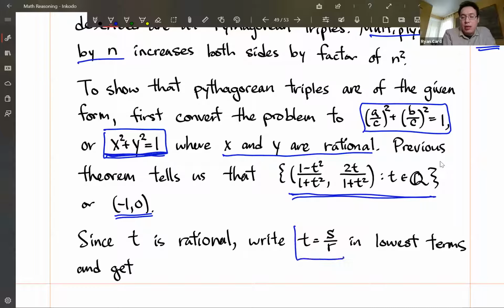So let's write down t as a ratio of integers, s and r. And let's choose s and r so that they're in lowest terms. What I mean by that is that their greatest common divisor is 1. They are relatively prime. Okay, so if you plug in t equals s over r into this form, here's what we get.